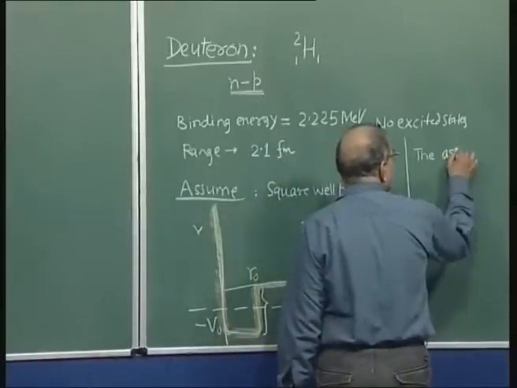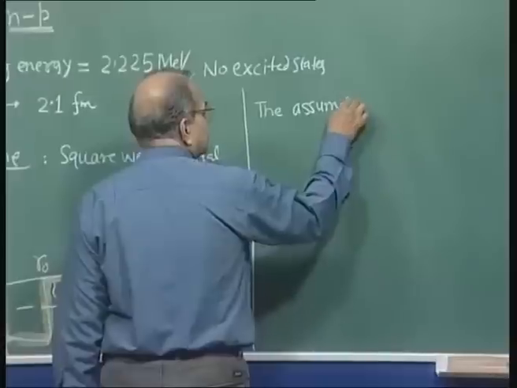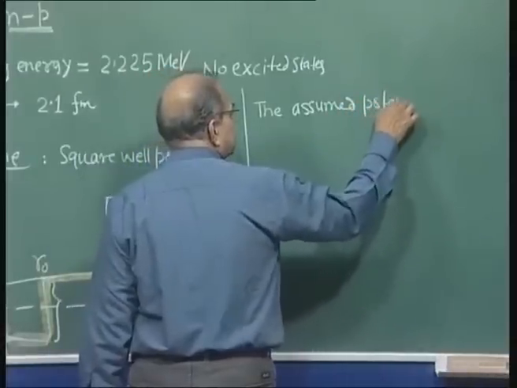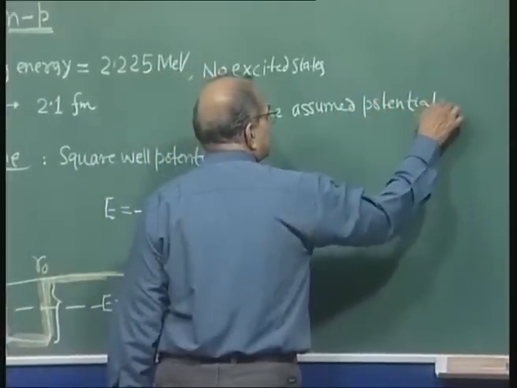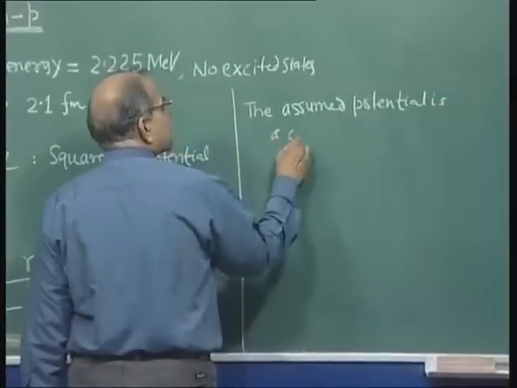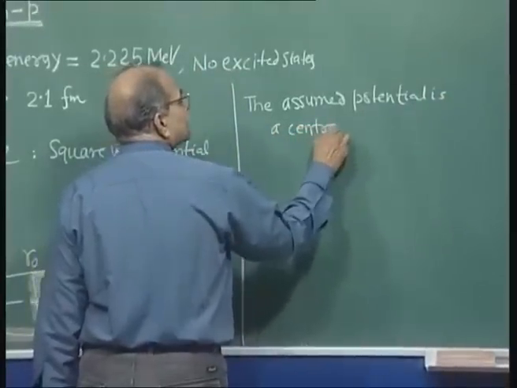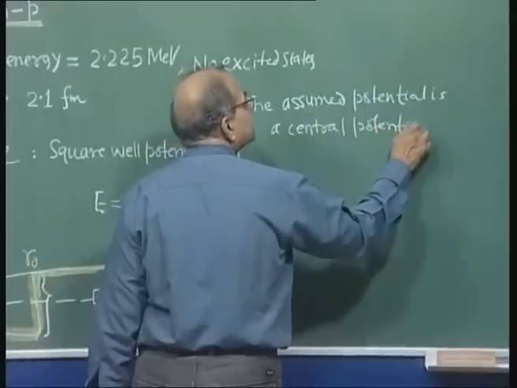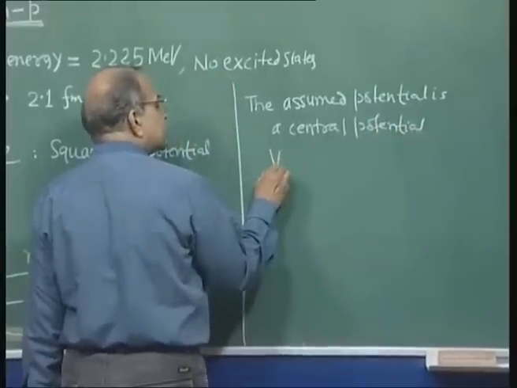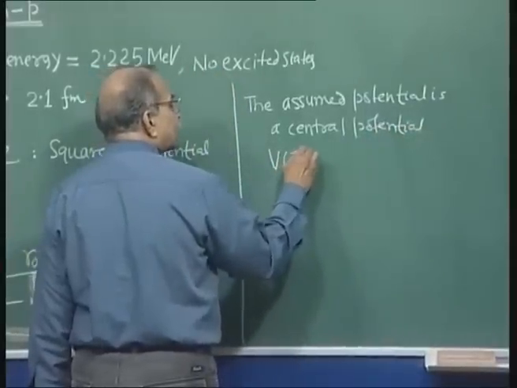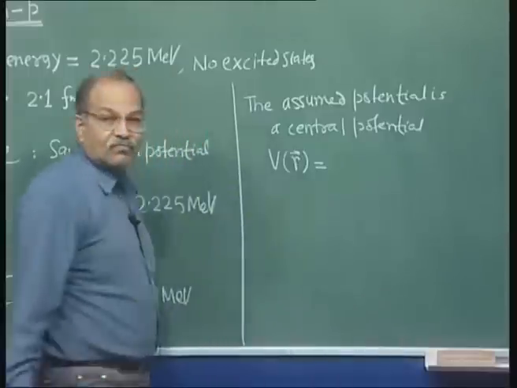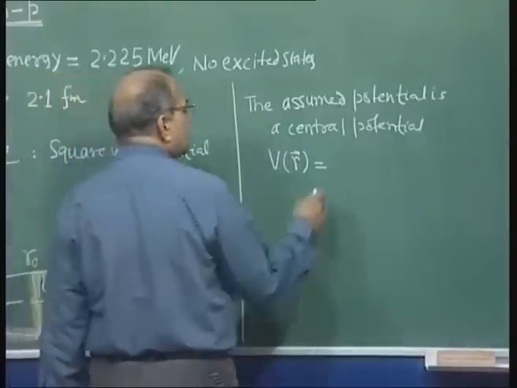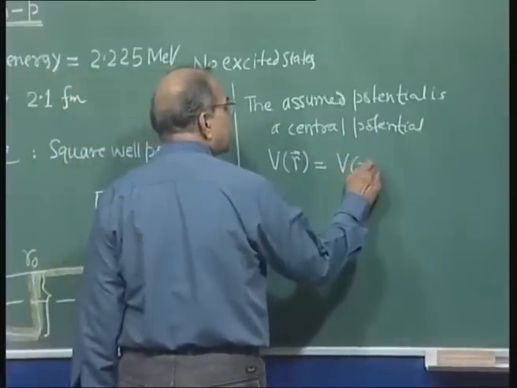The assumed potential is a central potential. Central potential means this potential energy V does not depend on theta and phi, it only depends on r.